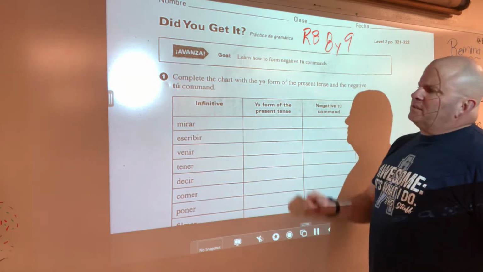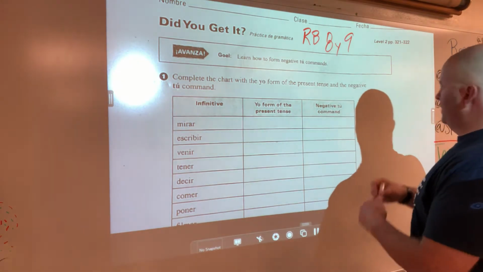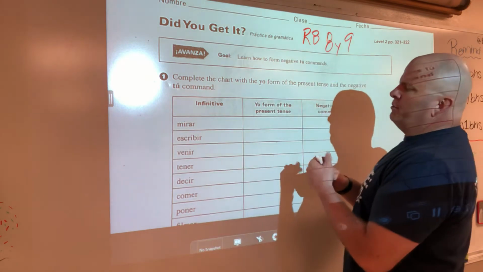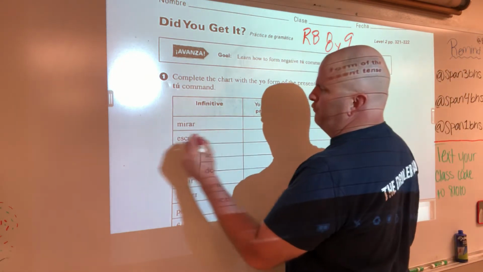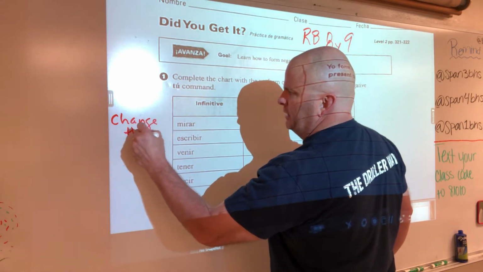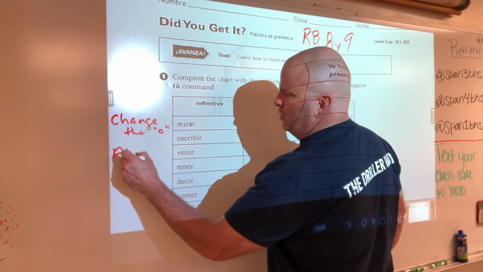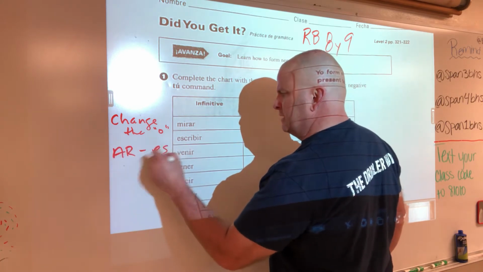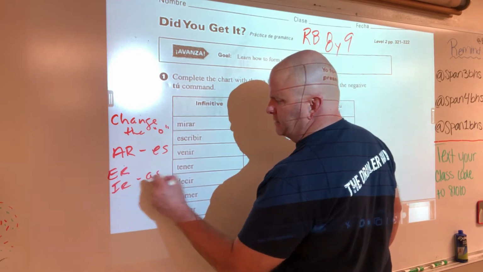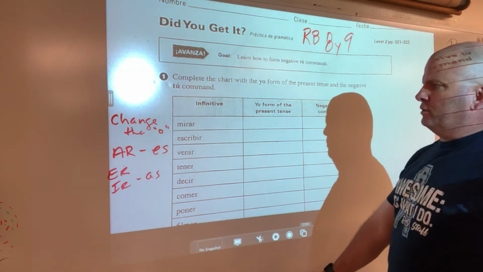This makes a little more sense when it's asking you for the yo form. Let me do this right here so you can see it better. Remember, we're going to work off of the yo form, and then we change the letter O. For AR verbs, we change it to ES, and for ER and IR verbs, we change it to AS. Okay? So let's start.